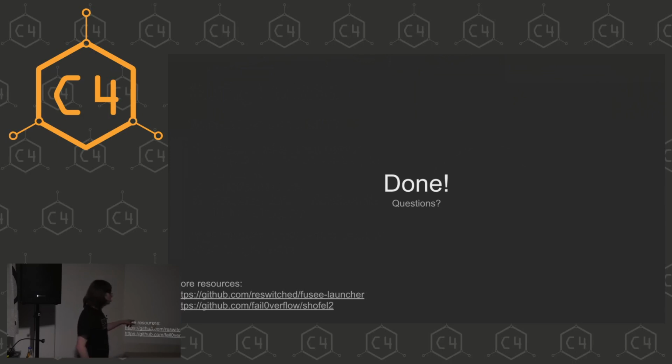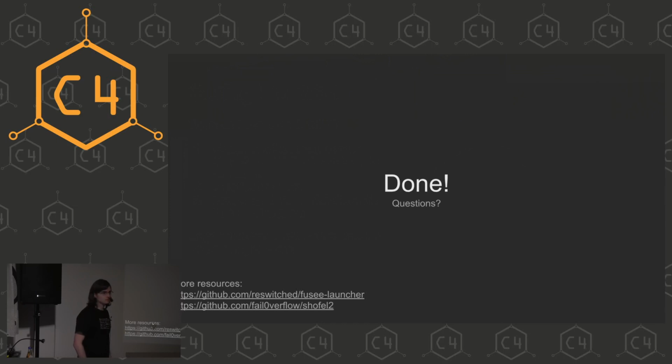The second one is Chauvel 2. That's the same bug, but a different exploit from fail overflow. They released it shortly after, and they also ported Linux, so you can look at their repositories, you can run Linux on a switch. So yeah. Questions?